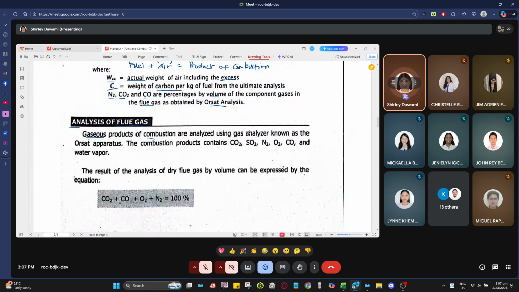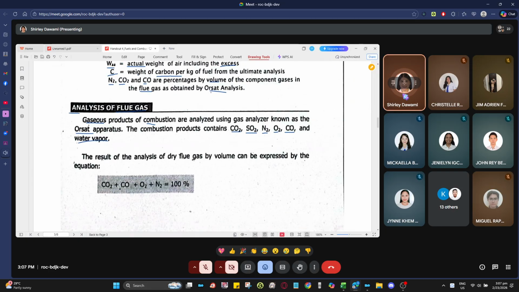Mixture of gases of combustion are analyzed using a gas analyzer known as the ORSAT apparatus. So the combustion products contain carbon dioxide, sulfur dioxide, nitrogen, oxygen, carbon monoxide, and water vapor. So the result of the analysis of dry flue gas by volume can be expressed by this equation: CO2 plus CO plus O2 plus N2 is equal to 100%. So this is for flue gas.